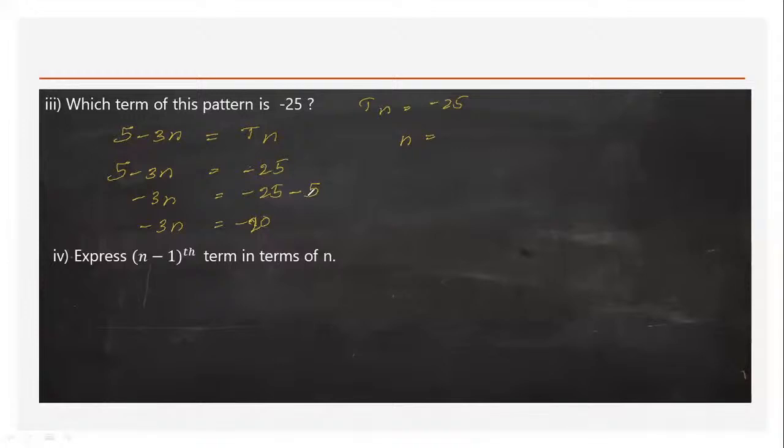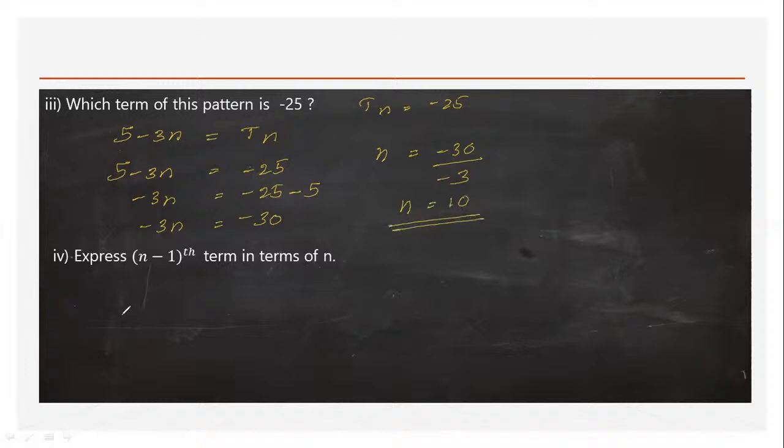Sorry, when we add these two, it is minus 25 minus 5, which is minus 30, right? Then borrow this minus 3 to the other side, then it is division. n equals minus 30 divided by minus 3. n equals plus 10.